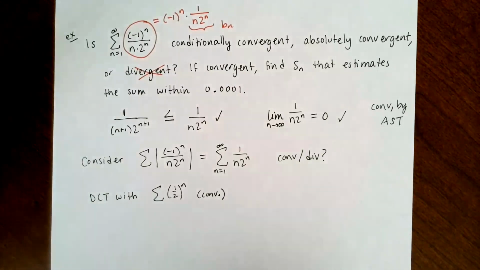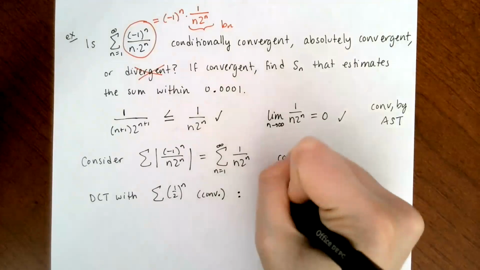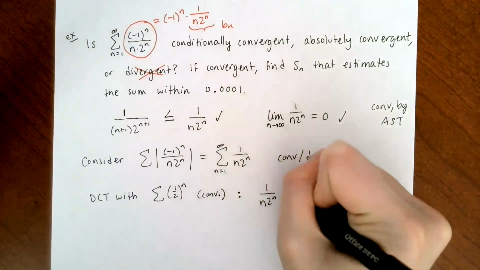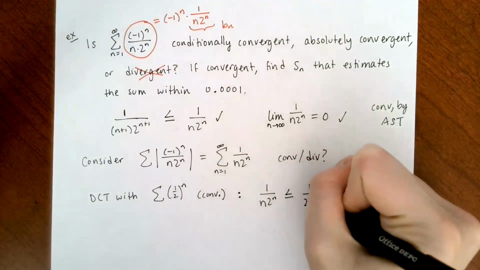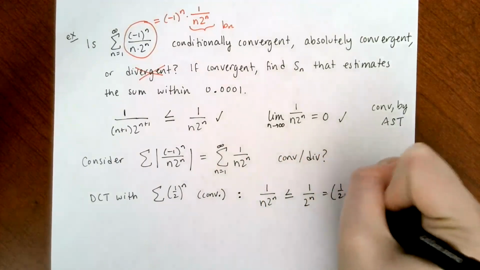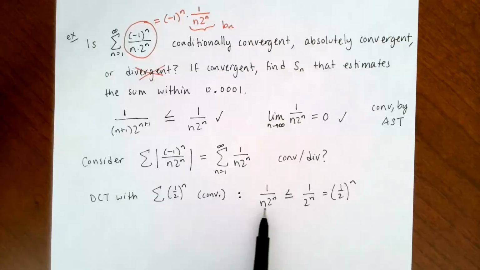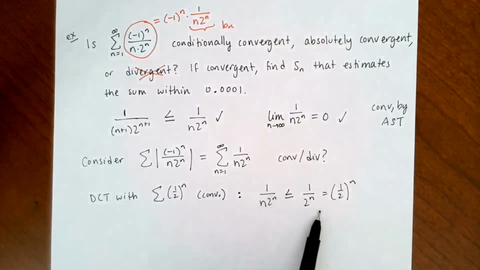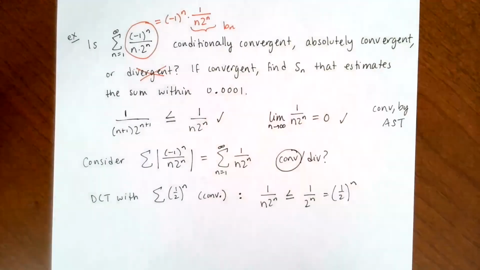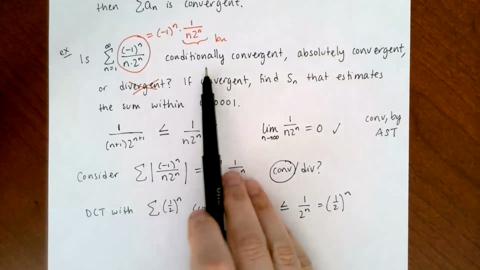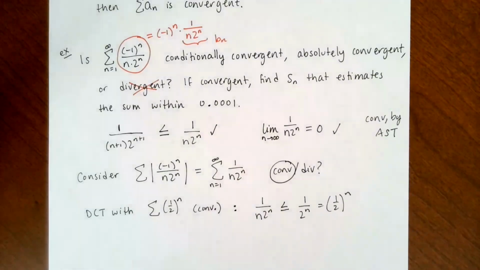So my terms are 1/n to the n. And in fact, these really are less than 1/2 to the n. Bigger denominator is the smaller fraction. So this is my smaller fraction. All right, so my terms are less than the terms of a convergent series. So this is convergent, which means the series from the beginning here is absolutely convergent.